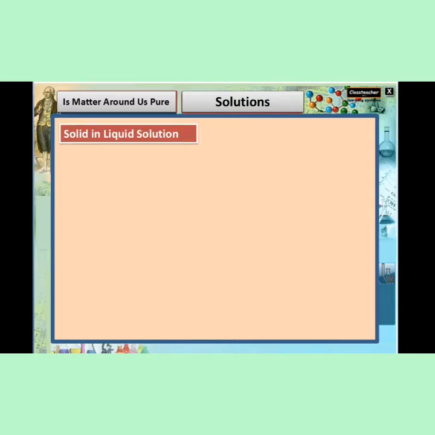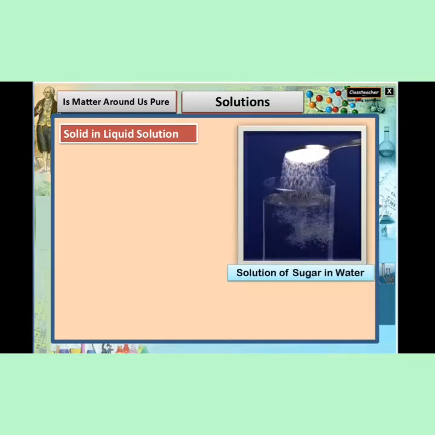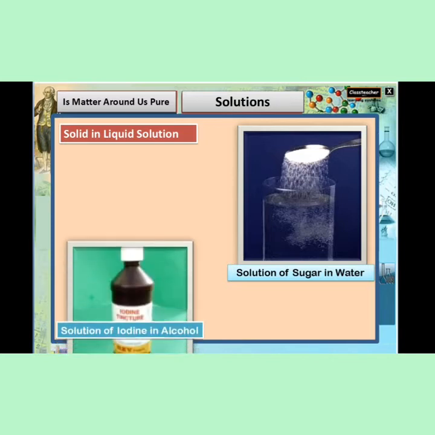Now let's discuss the different types of solutions having different states of solute and solvent. First we'll take the example of a solid in liquid solution. That means here the solute is solid and the solvent is liquid. The example is a solution of sugar in water. Here sugar is solid and water is liquid. So sugar solution is an example of a solid in liquid solution.